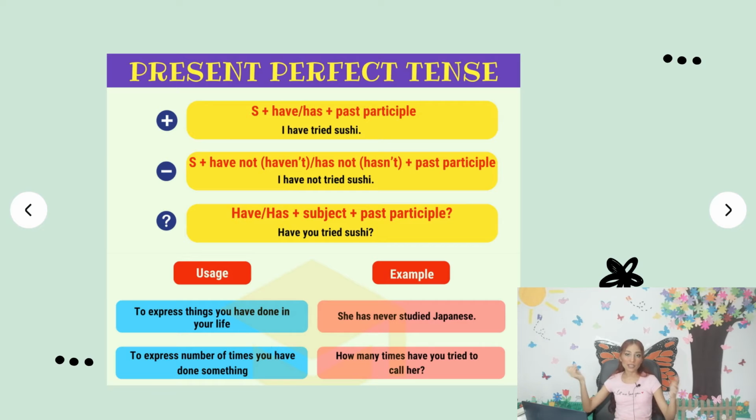There are a lot of things that you have tried in your life. For example, she has never studied Japanese. Okay, that's correct. She has not studied Japanese, maybe. To express number of times you have done something: How many times have you tried to call her? And there are some other usages that you can give it.